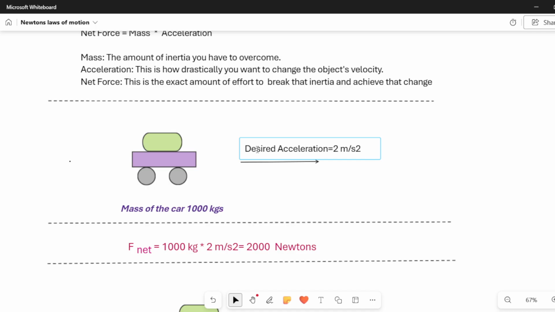So that much acceleration I want to achieve for my car. So I want to know with how much force I need to push this car so that I get this acceleration of 2 meters per second square. I want to calculate that and apply that force.